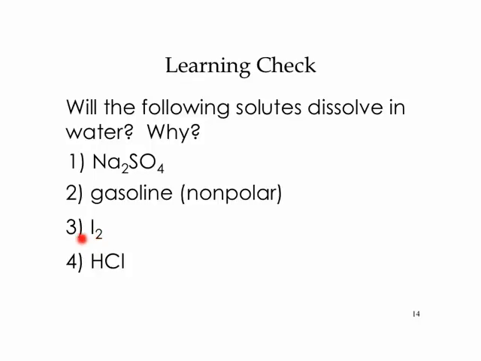Anything that's bonded to itself like this, if you see I2, Cl2, O2, those are all nonpolar substances. Two atoms bonded to themselves, the same atoms, will always be nonpolar. And the last one, here we have a hydrogen, so hydrogen bonding is going to happen. So HCl will dissolve in water.